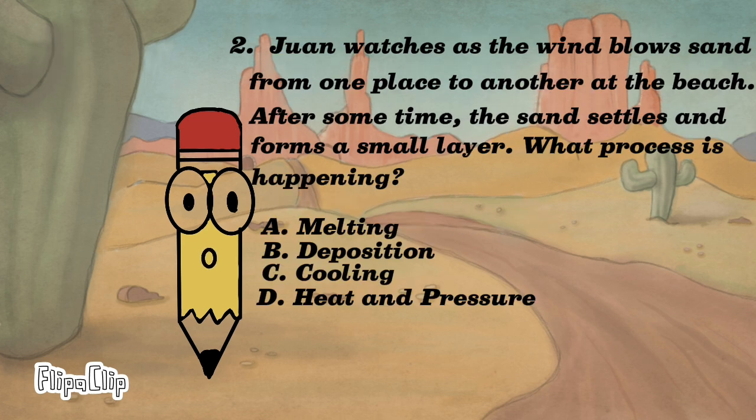2. Juan watches as the wind blows sand from one place to another at the beach. After some time, the sand settles and forms a small layer. What process is happening? A. Melting. B. Deposition. C. Cooling. D. Heat and pressure.